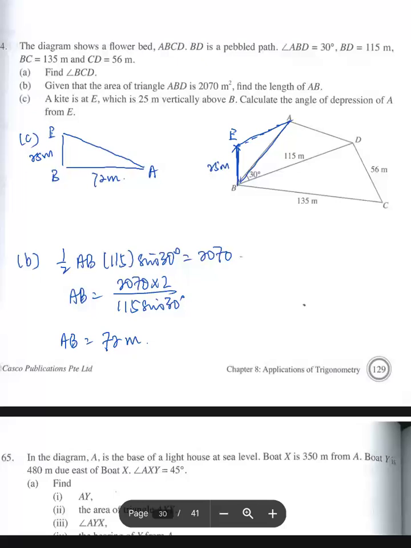So angle of depression is here. This angle here. Okay, then we can use alternate angles. It will be the same angle as here. Okay, so this red color angle I can figure out using tangent. So tangent angle EAB is 25 over 72. Okay, then just tangent inverse to figure out the angle. 19.1.